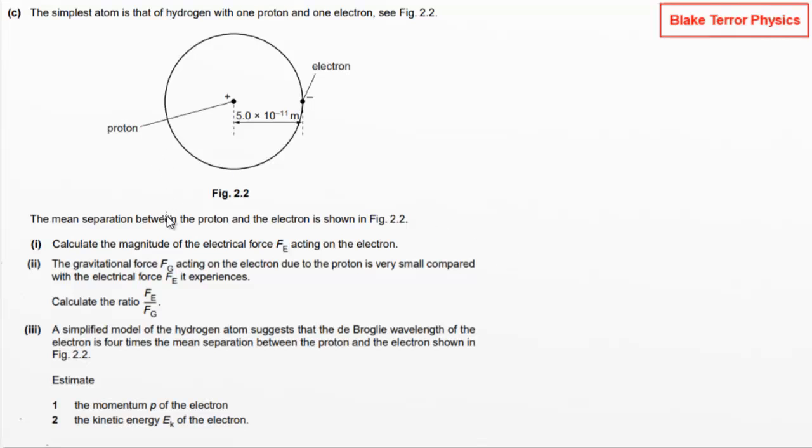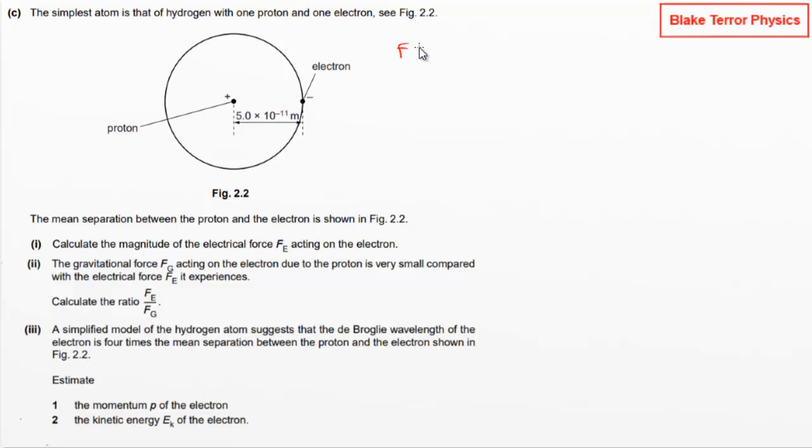The next part, right, this looks more involved. The simplest atom is that of hydrogen with 1 proton and 1 electron. They've given us the mean separation between the proton and the electron, 5 times 10 to the minus 11 meters. Calculate the magnitude of the electrical force acting on the electron.